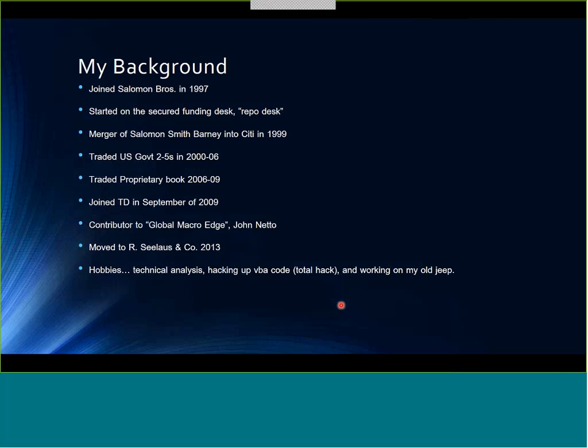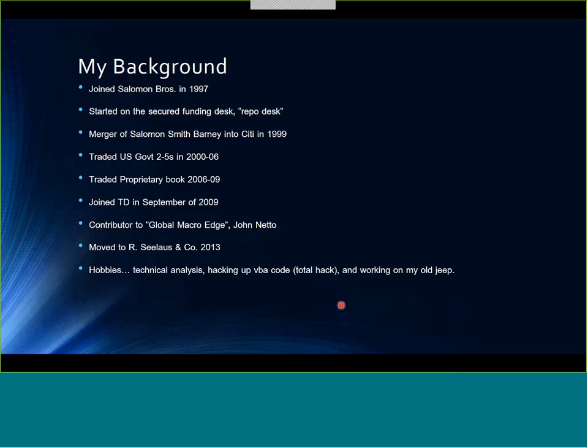Somewhere along the lines in there, I realized the value of understanding price activity and capital flow and technical analysis. I added it to my toolbox, so to speak, somewhere around '05, '06. I've been a pretty intensive user ever since. I moved to TD to start up a primary dealer in '09.